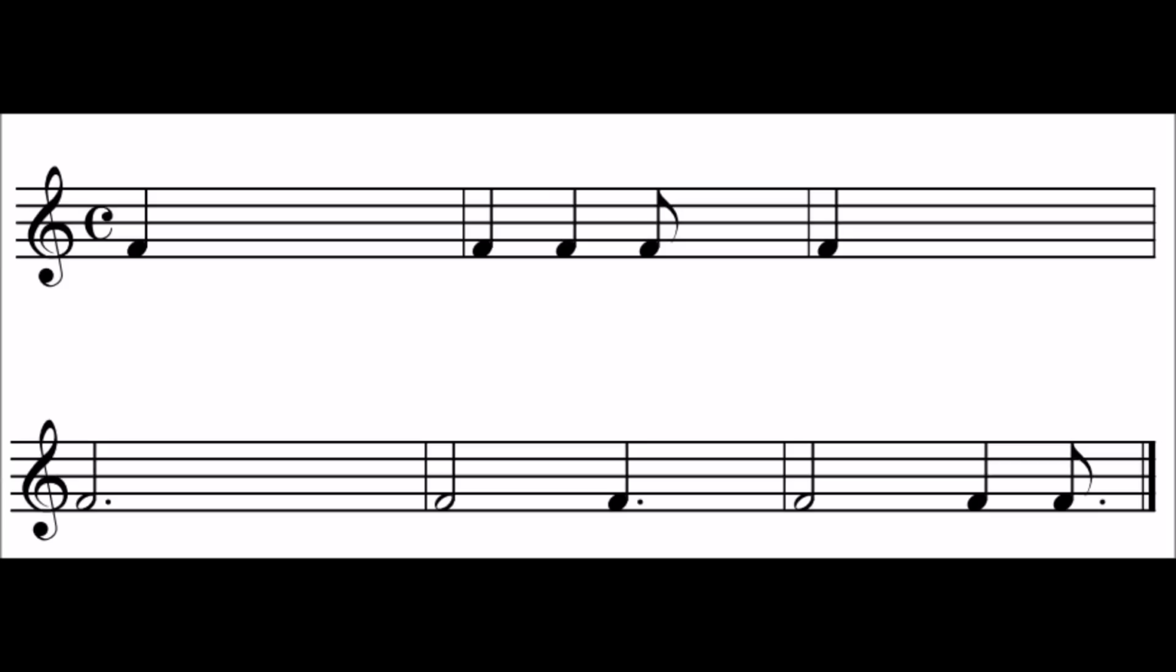In the fourth bar, there should be a crotchet. In the fifth bar, there should be a quaver. And in the final bar, there should be a semiquaver.